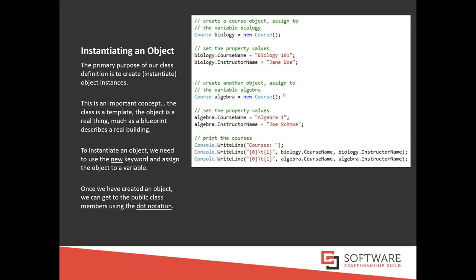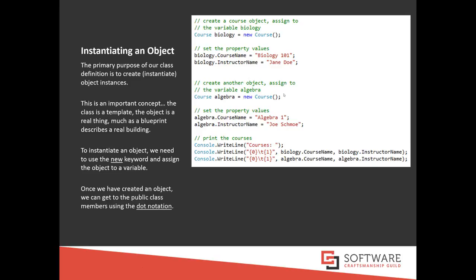So course algebra equals new course. Loaded into memory. Now we have a blank course. Algebra's course name should be equal to the string "Algebra 1," and algebra's instructor name should be equal to the string "Joe Schmo." I was able to write to those properties using the dot notation. I can also read the data back out of those properties.